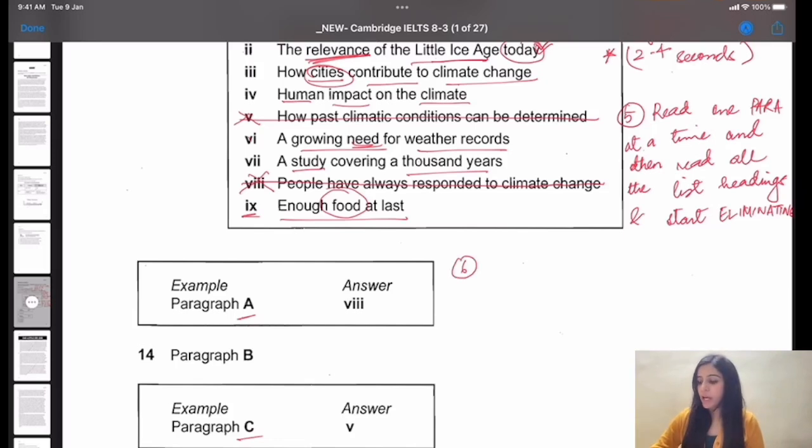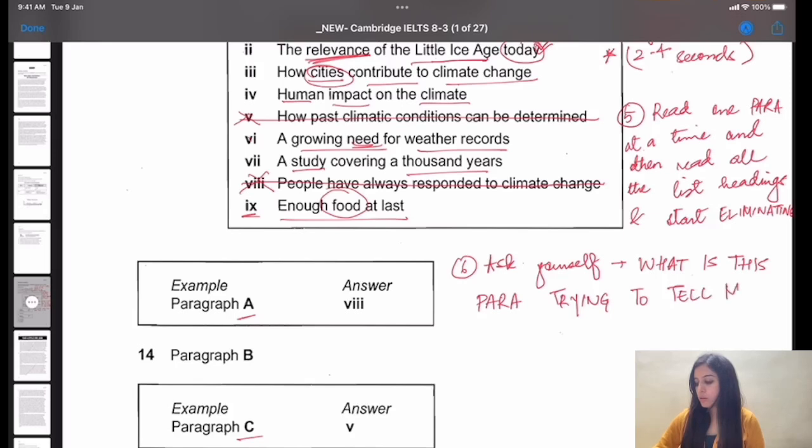Step 6 after reading one paragraph is that you have to ask yourself, what is this paragraph trying to tell me, trying to convey? Or you can ask yourself in your mother tongue. My mother tongue is Hindi, so I can ask myself this question, ये paragraph मुझसे कहना क्या चाहता है? And once you ask yourself this question, you get the gist of the paragraph.